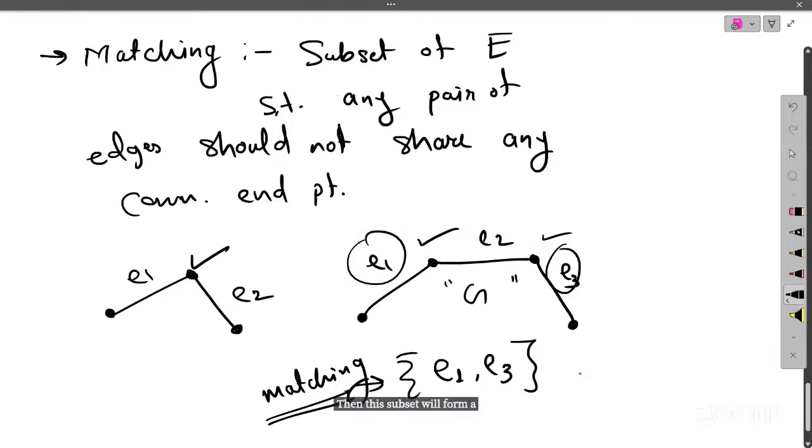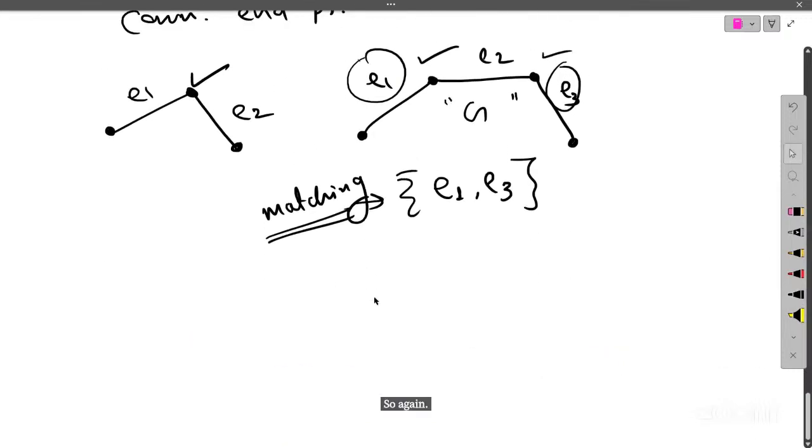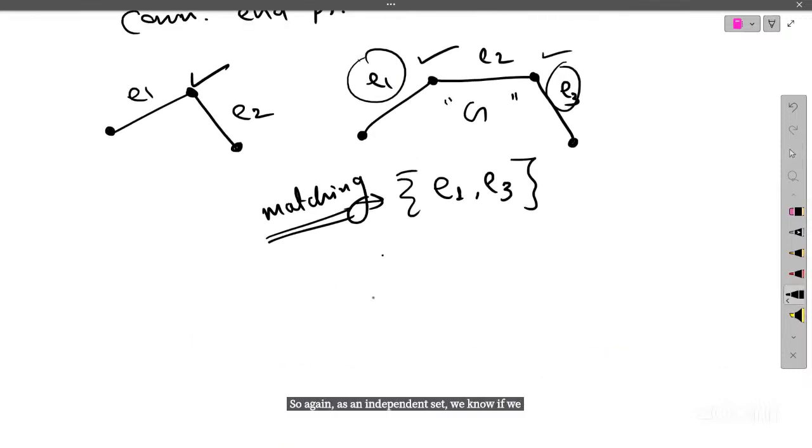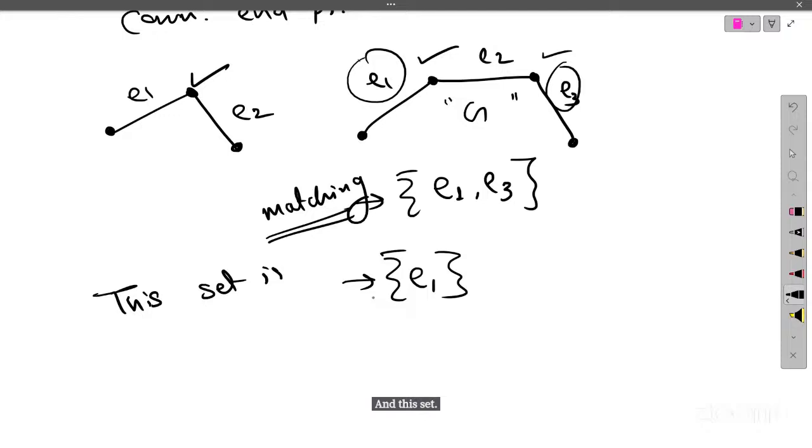Why does it form a matching? Because here any pair of edges is not sharing any common endpoint. Here there is only one pair, E1 comma E3, and E1 comma E3 is not sharing any common endpoints. So such a subset is known to be a matching. Again, as with an independent set, if we take a single element, suppose you take just one edge E1, then this set is also a matching.